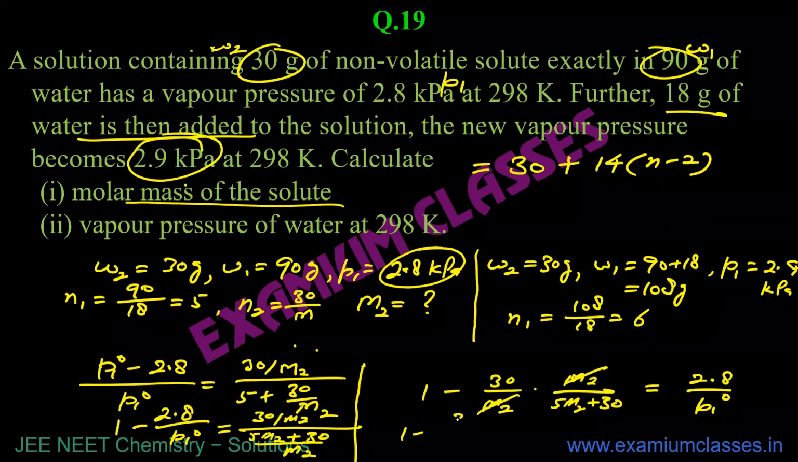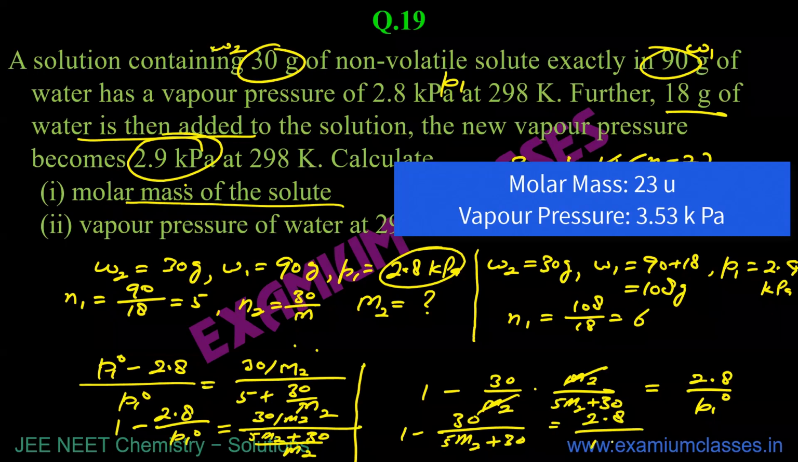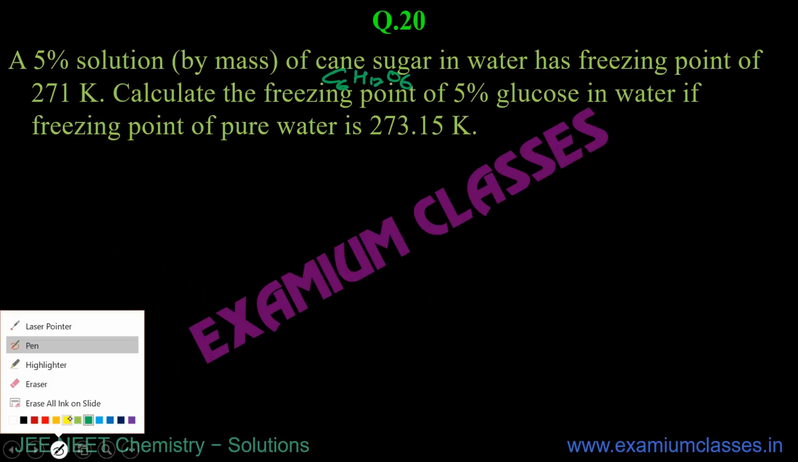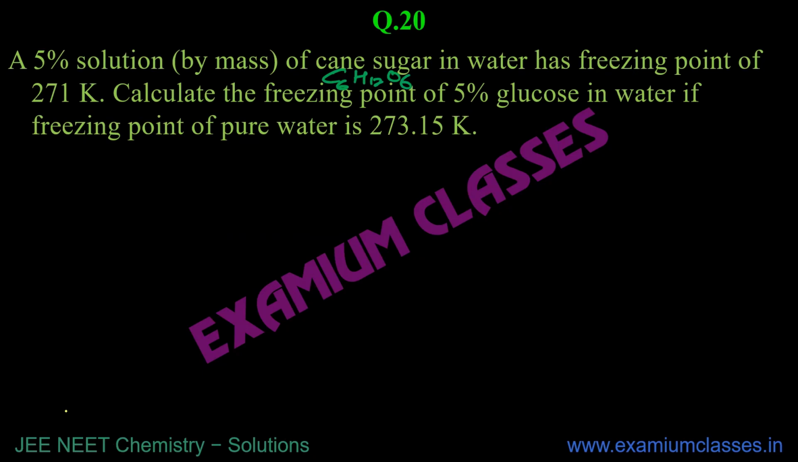So it will be 1 minus 30 divided by 5 M2 plus 30 equals 2.8 divided by P1 naught. Okay. Right. A 5% solution by mass of cane sugar. Cane sugar is normal sugar, C6H12O6, and the molar mass of cane sugar is 342. You should remember 342 gram per mole.